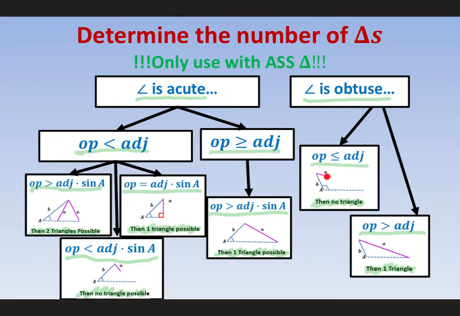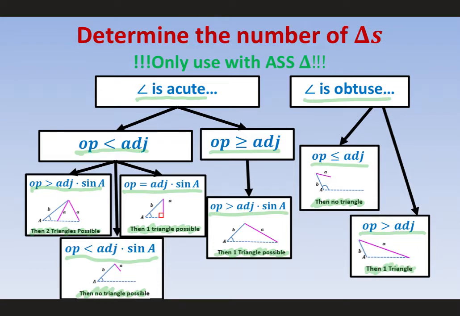If the opposite side is less than the adjacent side, then this picture is your result. It means that that little side isn't long enough, and so there is no triangle possible. If your angle is obtuse and your opposite side is greater than the adjacent side, then it's big enough, it will reach and cross over somewhere on this dashed line, so there would be one triangle. So there's your first instance of no triangle versus one triangle for obtuse angles.